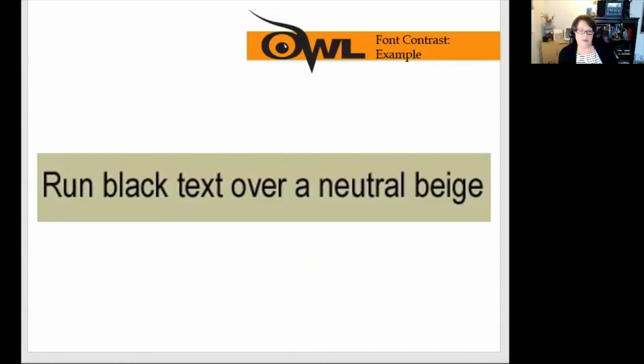Well, let's take a look at the next slide. Reversing the color scheme to white text on a black background may pose some problems when you're designing on the screen. On some monitors, white can be almost blinding or may not be as visually appealing. So it's best to stick with conservative choices when you're designing for the screen. One example is to run black text over a neutral light color like beige or mint green.